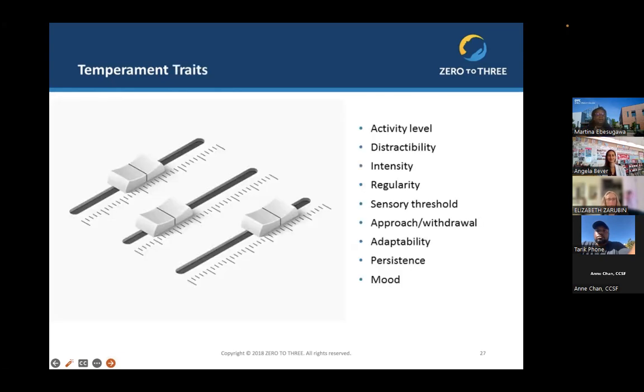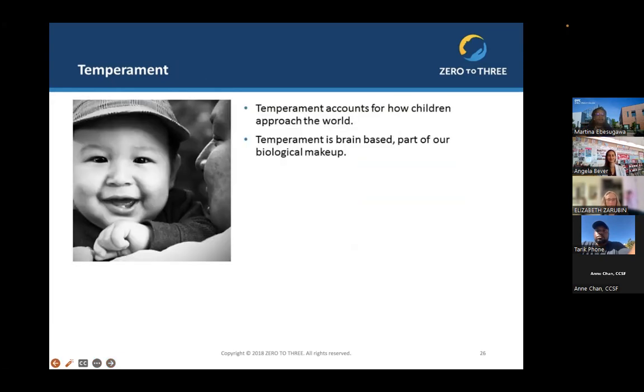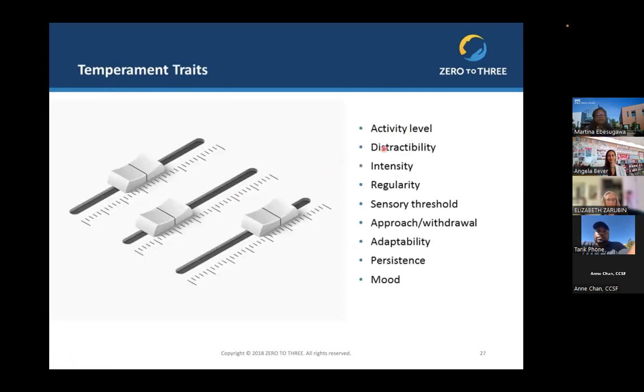One of the things that's really important for us to understand with temperament is that children express themselves in a variety of different ways. One of those is through their activity level, their distractibility, their intensity, their regularity, the sensory threshold, their approach and withdrawal, their adaptability, their persistence, and their mood. So what does that all mean? These are the different traits.